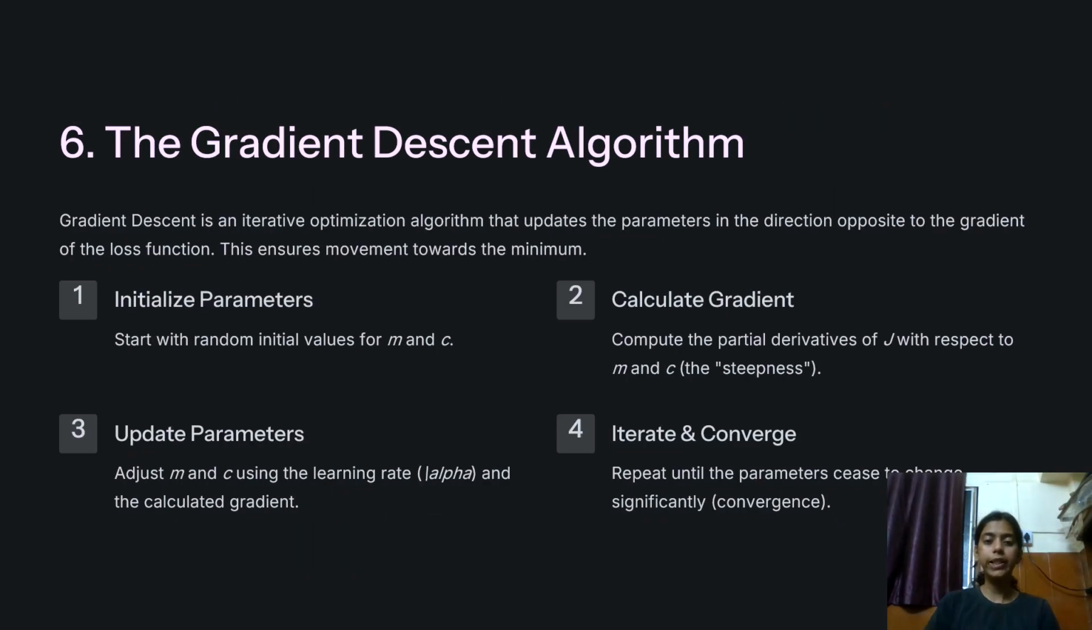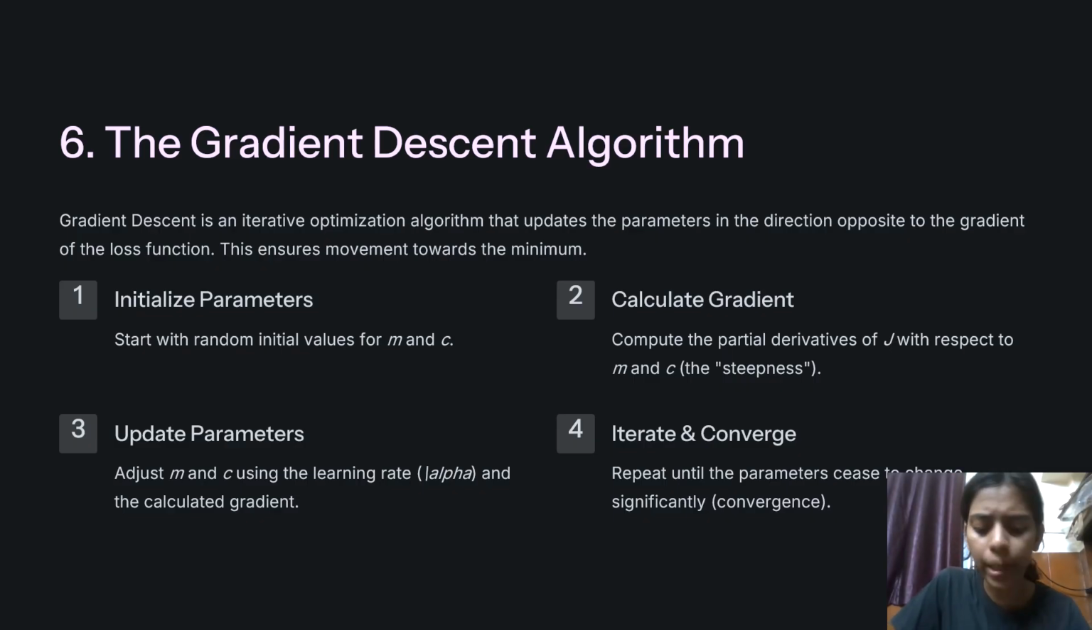The gradient descent algorithm. Let's break down how gradient descent works in simple steps. Initialize the parameters: we start with random guesses for m and c. Calculate the gradient: this means finding how the loss changes when we change m or c. Update the parameters: we adjust m and c in the direction that reduces the loss. And we iterate and converge. We repeat this process until the loss stops decreasing significantly. This iterative process ensures that with each step we move closer and closer to the minimum loss.